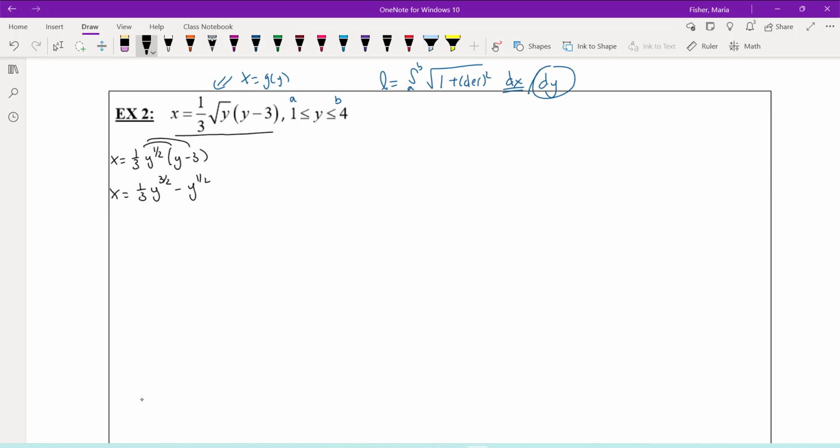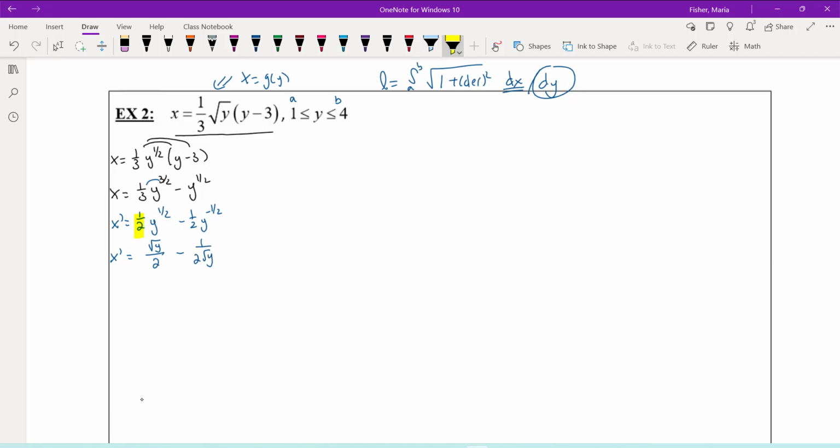Now let's take the derivative. X prime here would be 3 halves goes and multiplies the front, and I have 1/2 y to the 1/2 minus here 1/2 y to the negative 1/2. Now before I square this, I'm going to get back into radicals, and I'm also going to get a common denominator. Writing things in radical form and without negative exponents, I have the square root of y over 2 minus 1 over 2 square roots of y.